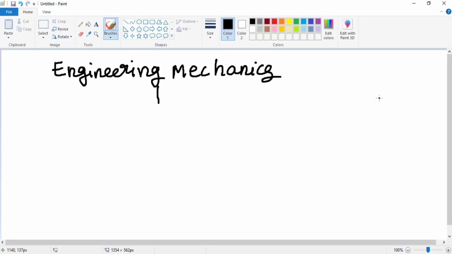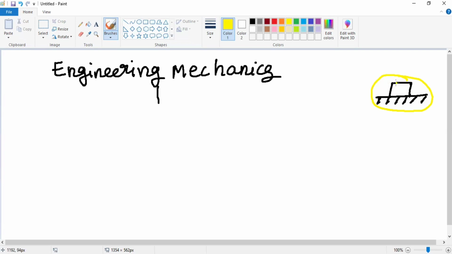Mechanics means body. You consider a body, any body. You want to study this body. Study means motion in the body or the forces acting on the body.